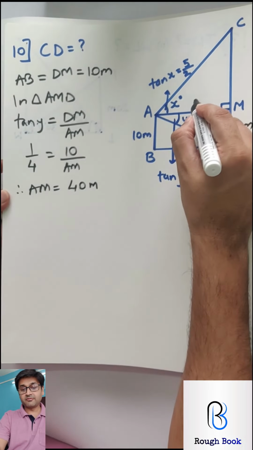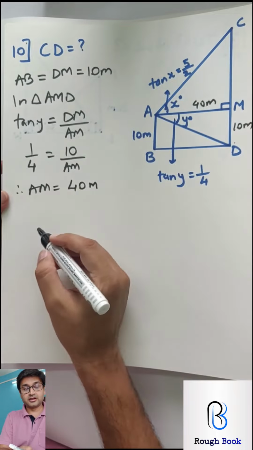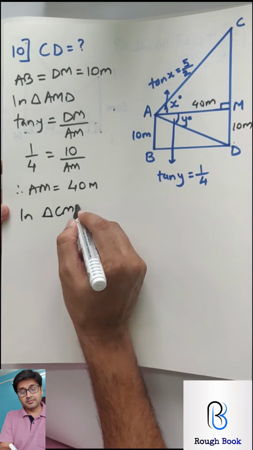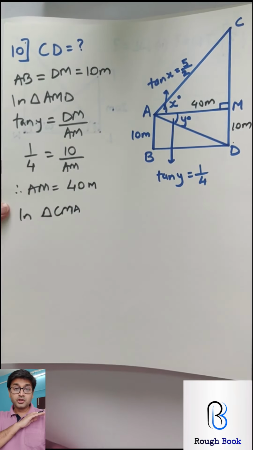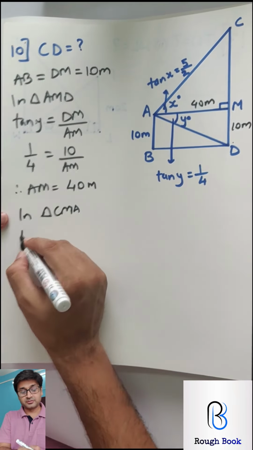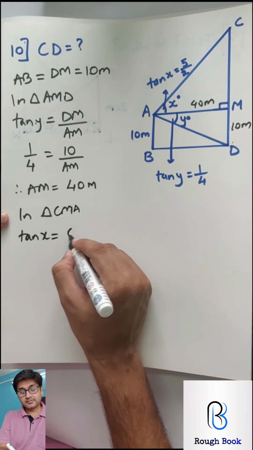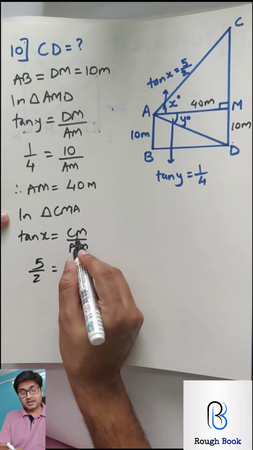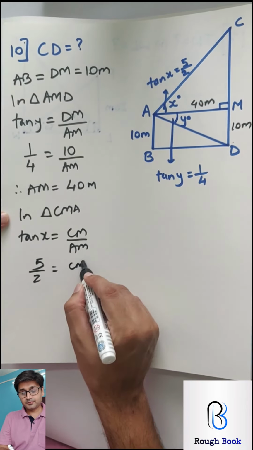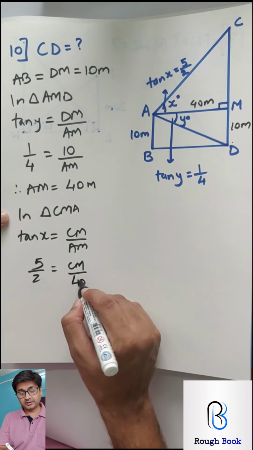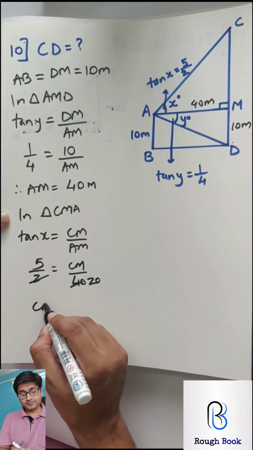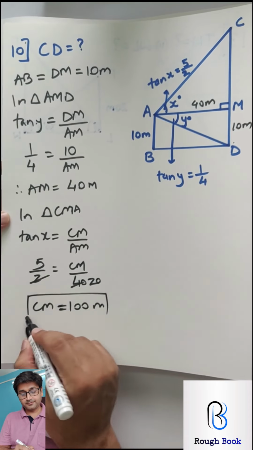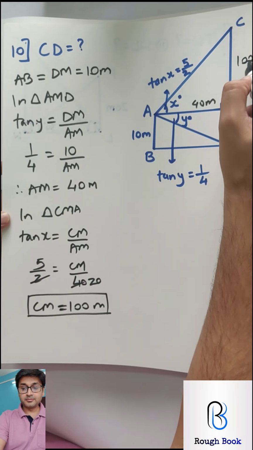We are going to use this AM 40 meters in this triangle now. So come on, pause now. At least if you copy it till here, in triangle CMA, till the time you don't try on your own, you will never have confidence with maths. Trust me. Tan x is CM upon AM, and tan x is 5 by 2. CM we don't know, and AM is 40. So 2 ones are 2, 2 20s are 40. So therefore 5 into 20, 100 meters. So we got CM is 100 meters.